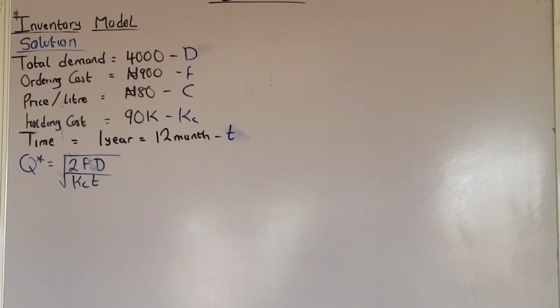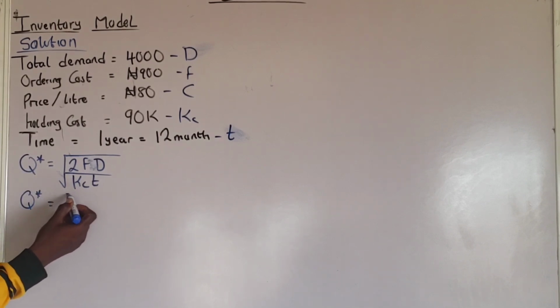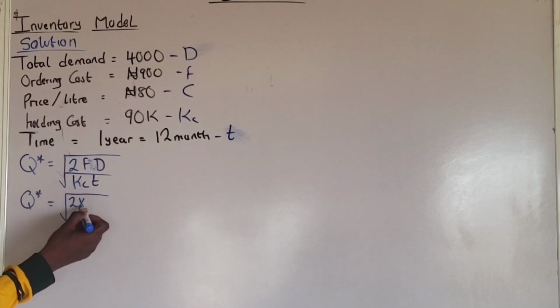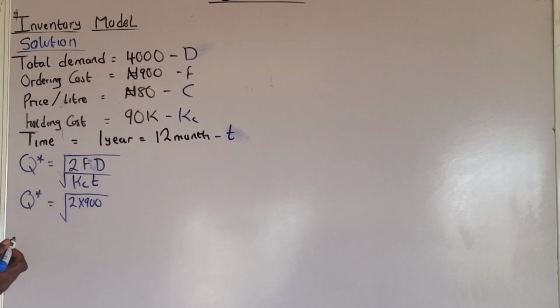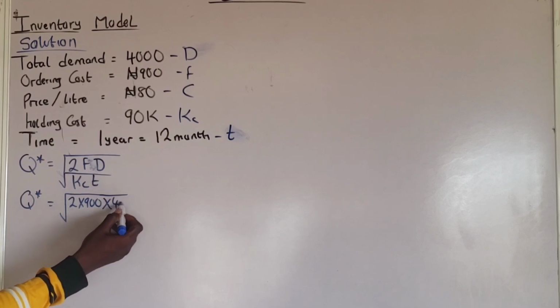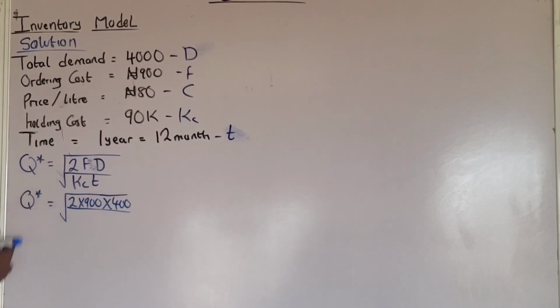So now all you have to do is substitute the information that you have into this formula. So the optimum quantity is equals to the square root of 2 multiplied by F. F is ordering cost, which is 900, multiplied by D. D is 4,000 all over KC. Now, pay attention here. KC is the holding cost, and the holding cost we are given is 90 kobo.